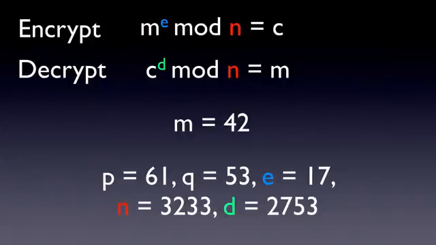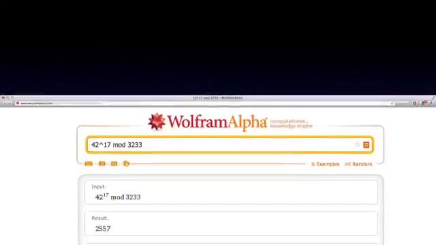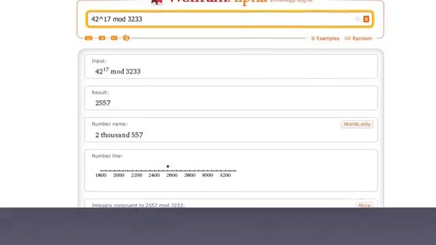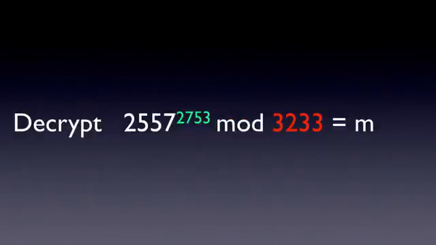Okay, let's check your work. So to encrypt, we have 42 raised to the 17th power. This is the variable E, mod n, or 3,233, and that gives us our ciphertext result. If we were to type all of this into Wolfram Alpha and calculate it, it tells us the result is 2,507. So there we are. This is our ciphertext.